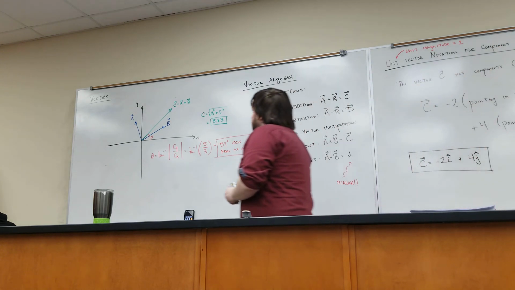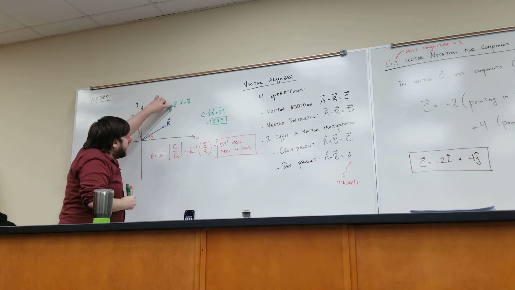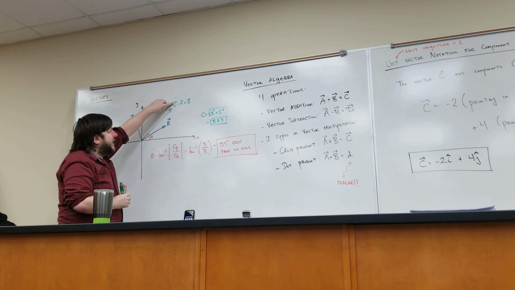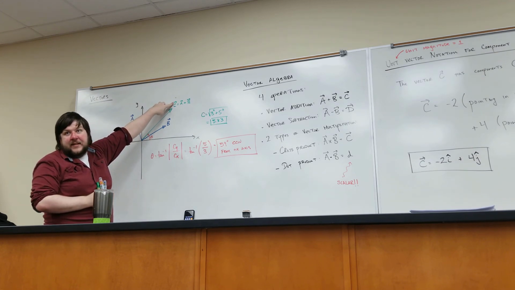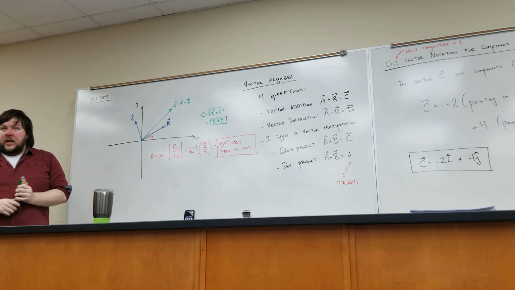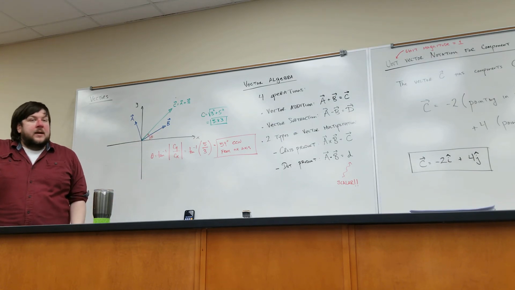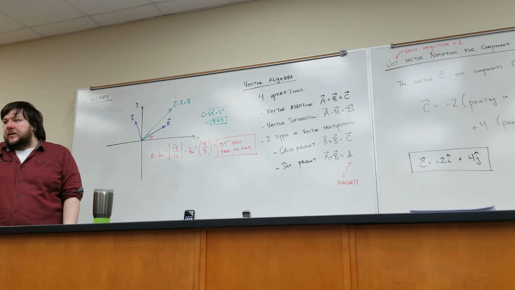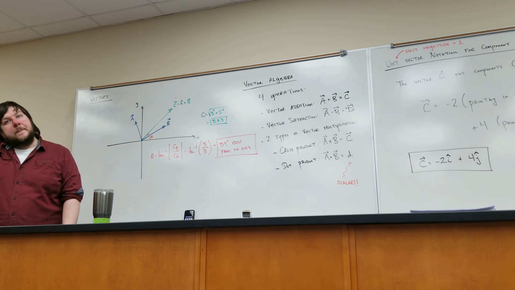Notice that C is not a unit vector, and I don't give it with a hat. There's no reason to believe that C is a unit vector. So I don't put a hat over it. The unit vectors are I and J, and K if there's a Z direction involved. What is CCW? Counterclockwise.